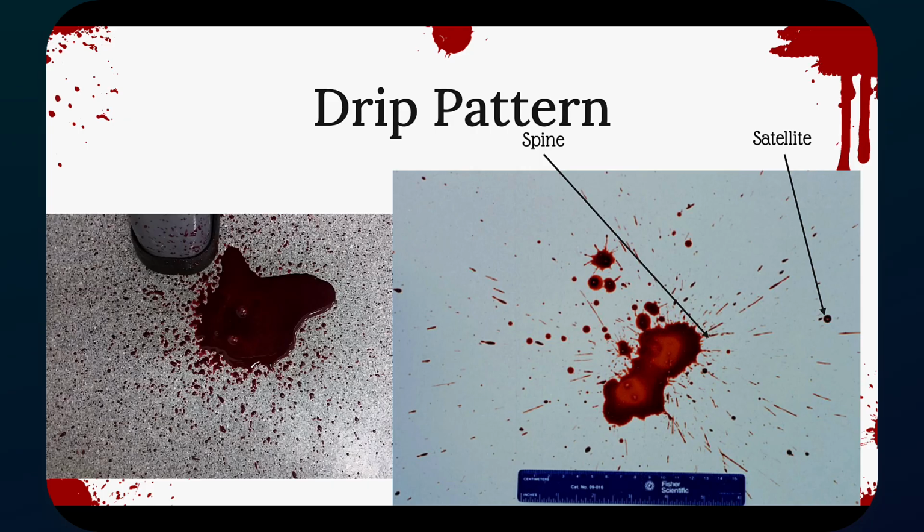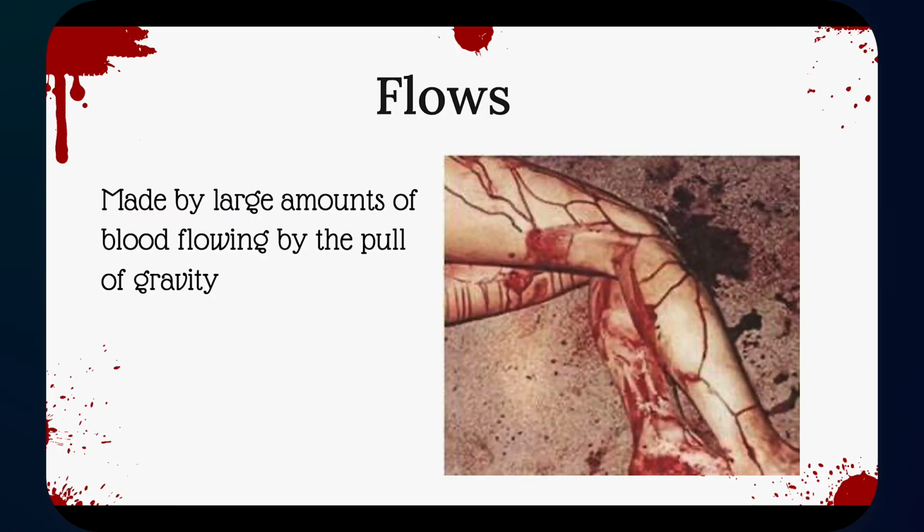Here's some more drip patterns. You can see the spines, you can see the satellites. Flow patterns are made by drops or large amounts of blood flowing by the pull of gravity.